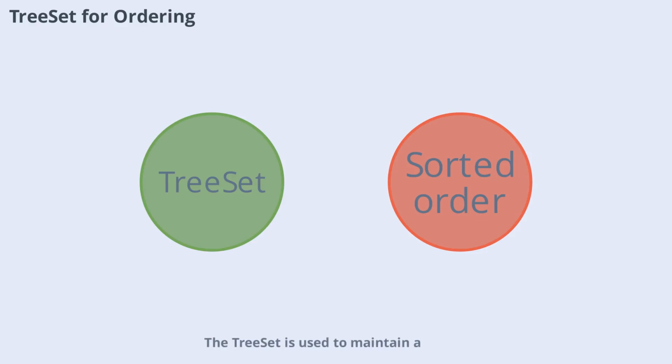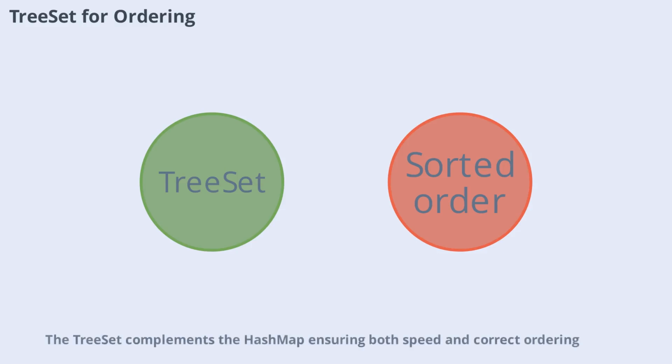The TreeSet is used to maintain a sorted order of entities based on their scores. It automatically keeps entities sorted by score in descending order, and by entity ID in ascending order for tie breaking. This structure supports efficient insertion, deletion, and retrieval, which is essential for quickly finding the top K entities. The TreeSet complements the HashMap, ensuring both speed and correct ordering.